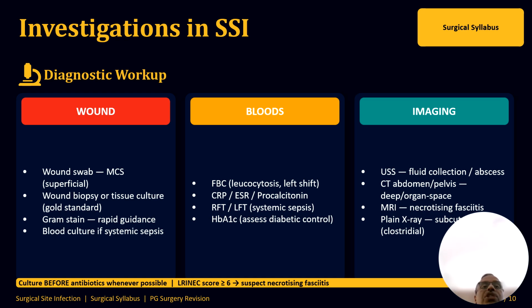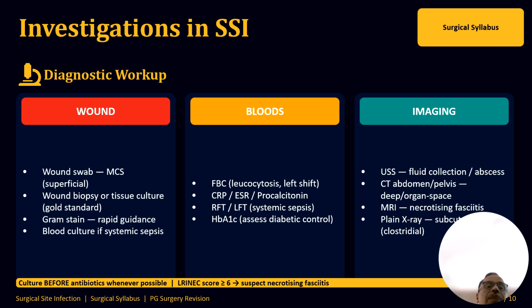The first and foremost is for the wound itself: take a wound swab under strict aseptic conditions, especially from the purulent area or necrotic area, and send it for culture. We can also do a wound biopsy or a tissue culture from the wound itself and send it for histopathological examination and culture and antibiotic sensitivity. This would be considered the gold standard for diagnosis of SSI.